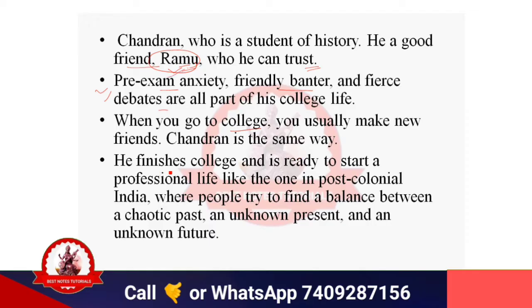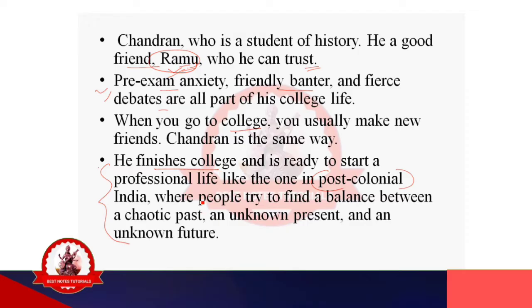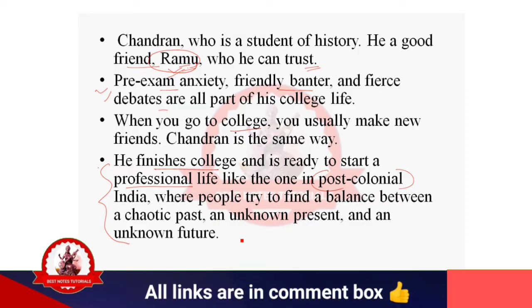He finishes college and is ready to start a professional life like the one in post-colonial India, where people try to find a balance between a chaotic past and an unknown present and unknown future. So here, R.K. Narayan tries to give a clear idea of post-colonial India, where if you have finished your college and are now entering professional life, you will have an unknown present and an unknown future as well.